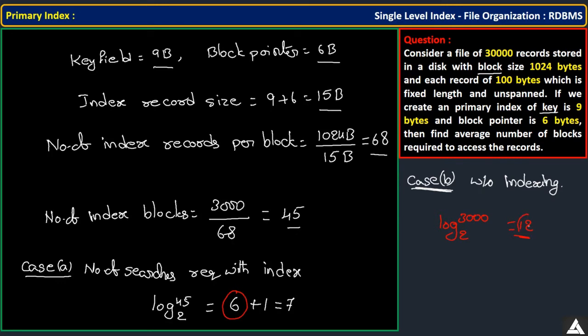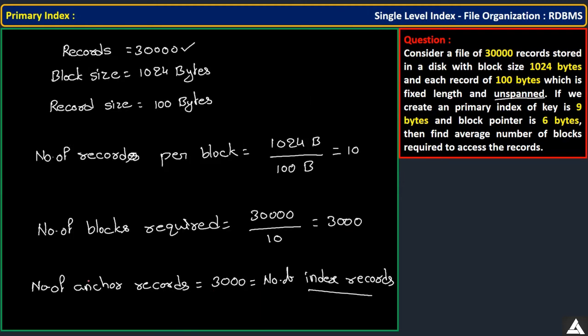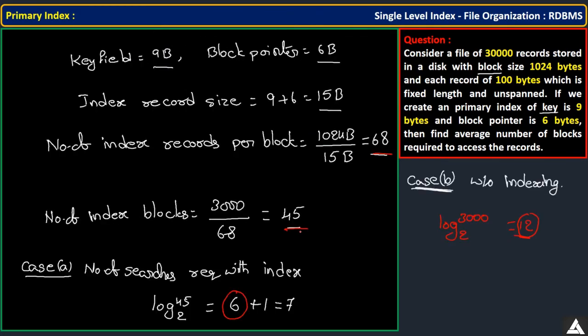the number of searches is more actually. So this is one simple question end to end. In between, if it is a competitive exam, they can ask anywhere actually. They can ask how many index records per block, or how many index blocks are required, or how many searches are required with primary indexing. Anything, anywhere they can ask, or here how many anchor records are there, or how many index records are there. So that is what you should try to understand from this simple diagram, this whole discussion.